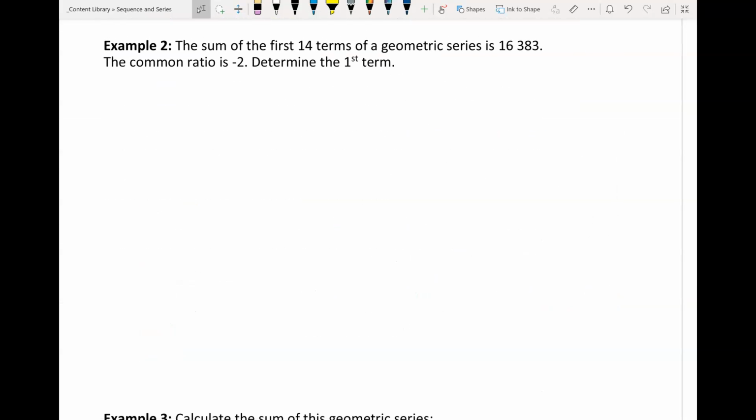Moving on to example 2, the sum of the first 14 terms of the geometric series is 16,383, and we know the common ratio is -2. We want to find the very first term. So in this case, we know what S14 is, and we know what R is, and we're looking for T1.